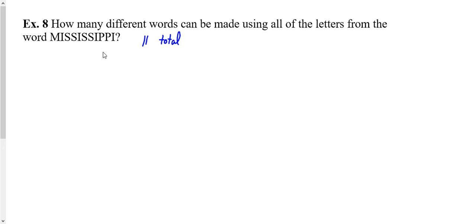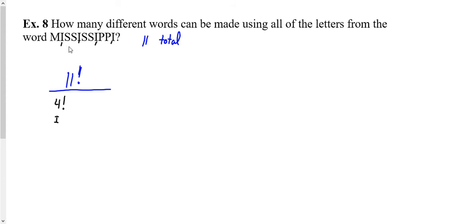Now we've got to figure out what we have repeating, so let's do this a bit more organized. We have 11 factorial. Sorry, that's my factorial. It's going to be divided by all the repeating letters. So let's do color coding. How many letter I's do we have? We see one, two, three, four. Four letter I's, so I'm going to go 4 factorial, and this one represents all your I's.